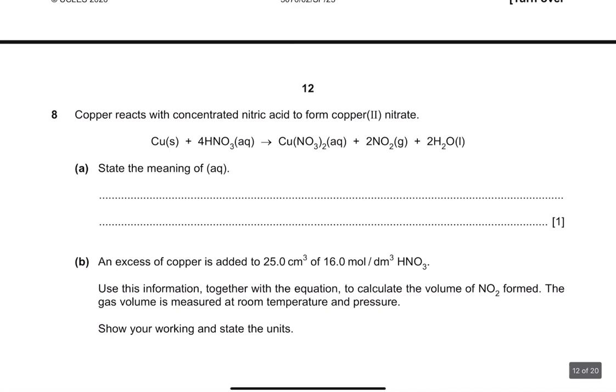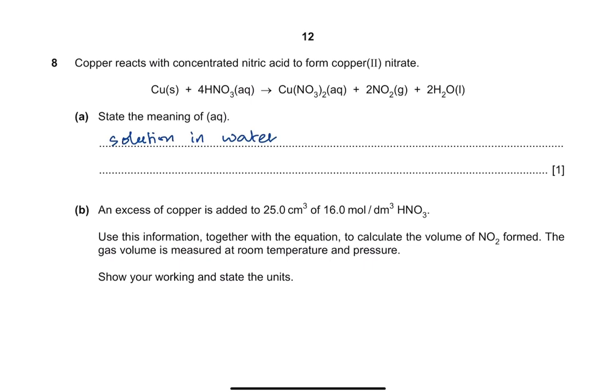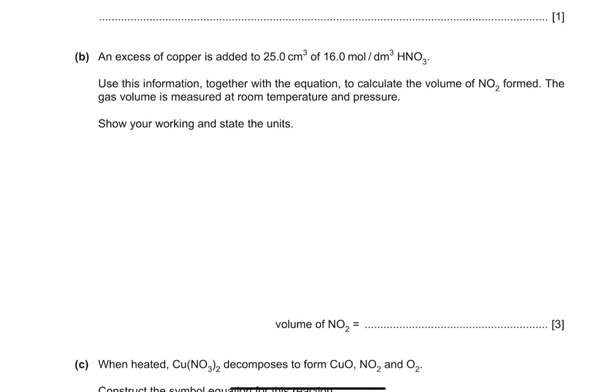Copper reacts with concentrated nitric acid to form copper nitrate. State the meaning of aq. It means that it's dissolved in water basically. So it's a solution in water. An excess of copper is added to 25 cm3 of 16 mol per dm3 nitric acid. Use this information together with the equation to calculate the volume of NO2 formed. The gas released is measured at room temperature and pressure.